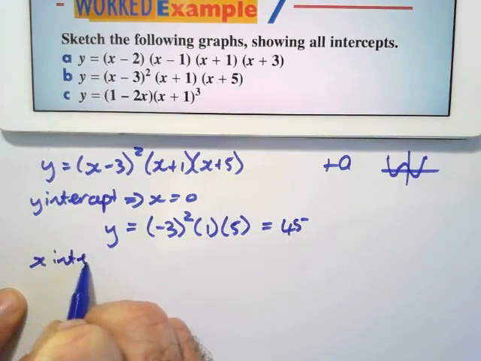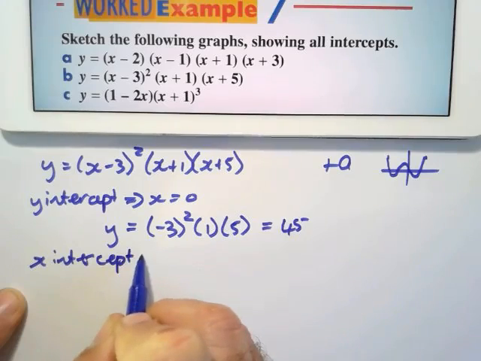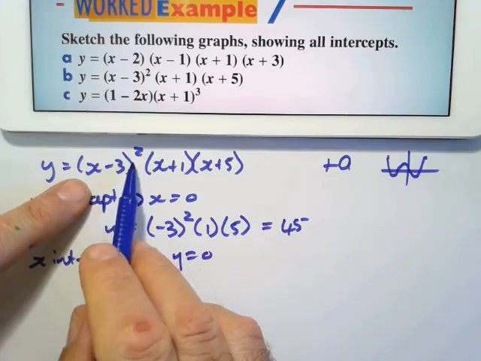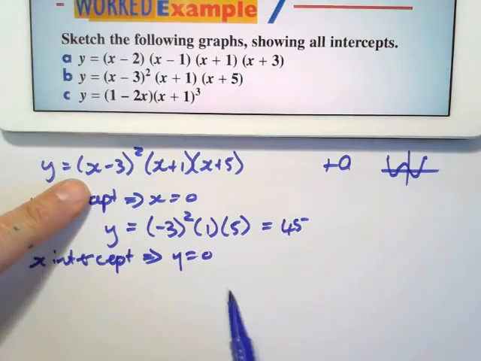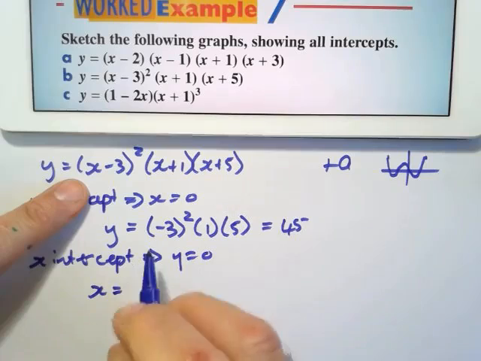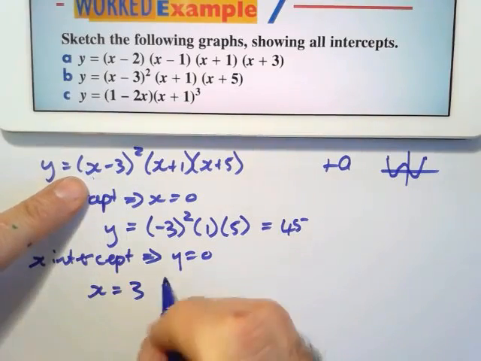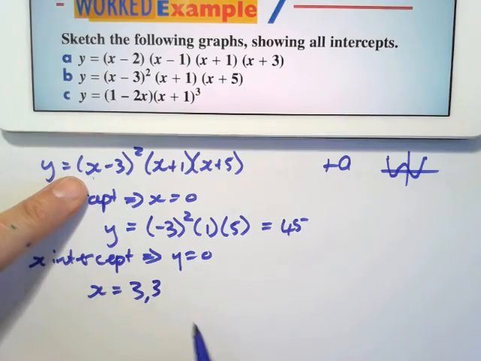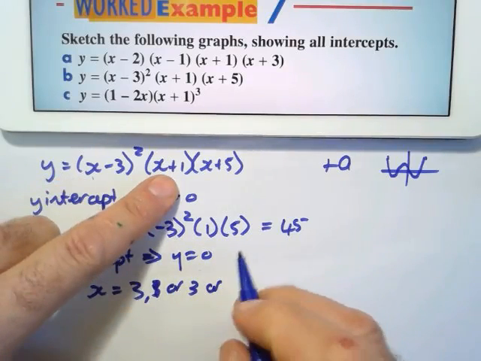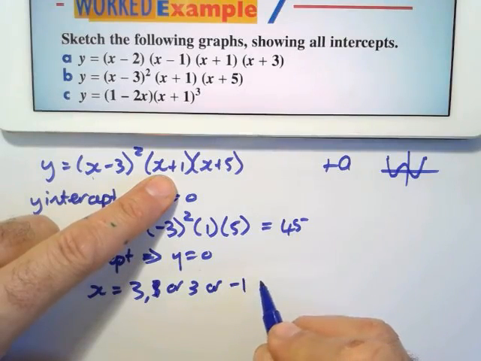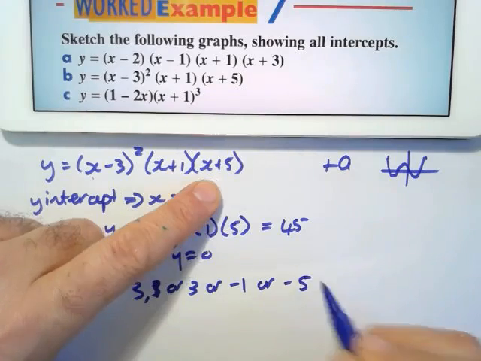X-intercepts are where y equals 0, which means if there's a square, it's a turning point. So that means x equals positive 3, because for this to be 0, x needs to be 3. And I'm going to write it twice, 3 or 3, or for that to be 0, x needs to be negative 1, or x equals negative 5.